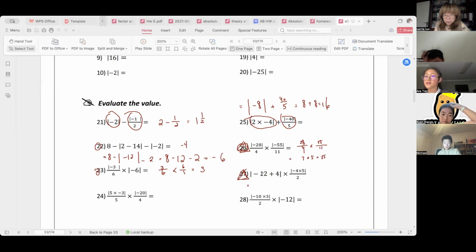So absolute value of negative 12 plus 4, Michael, equals what? Negative 8. Negative 8, but absolute value, right? Negative 8 absolute value. So times negative 4 times 5 equals what? Negative 20. Negative 20 absolute value over 2, right? So the answer is 8 times 10 equals 80. So congratulations, Michael, you get all of them right. And Ryan, congratulations, you get all of them right.